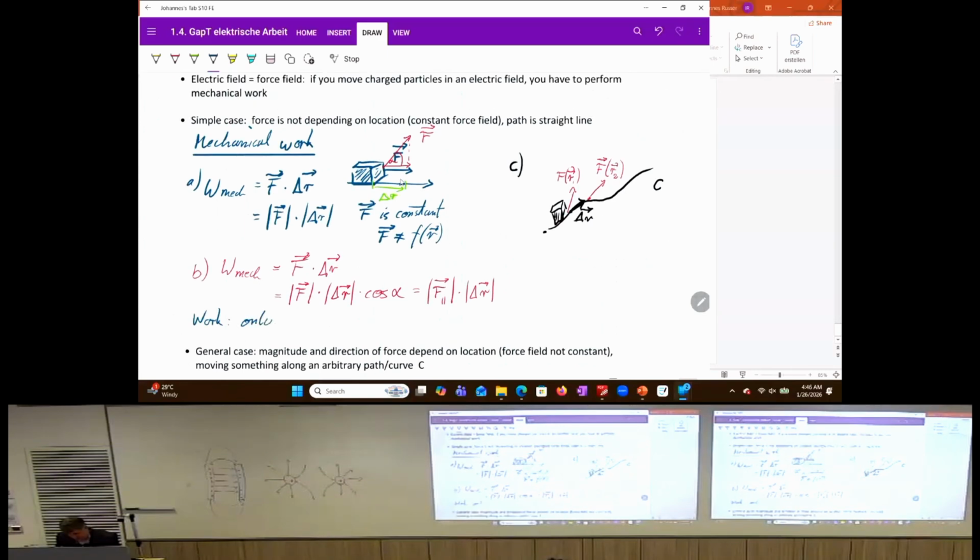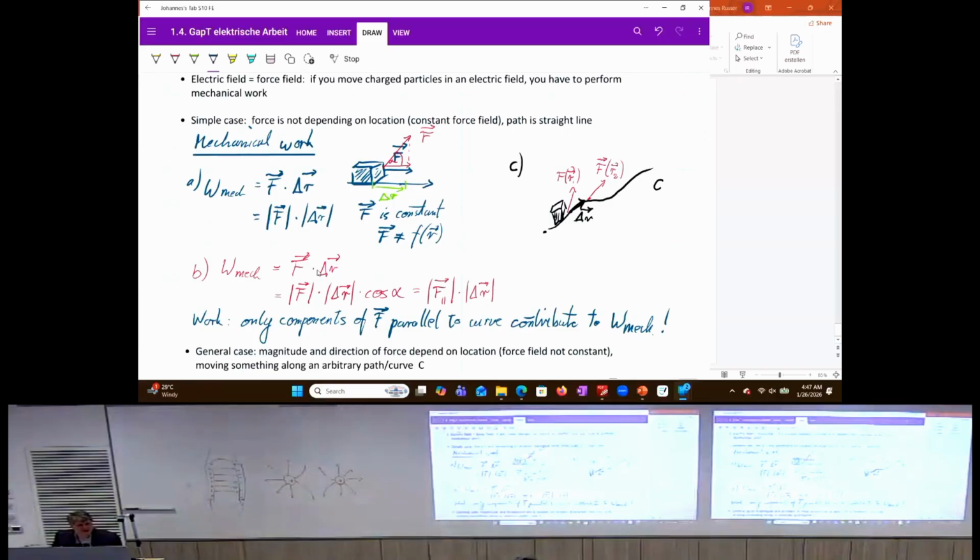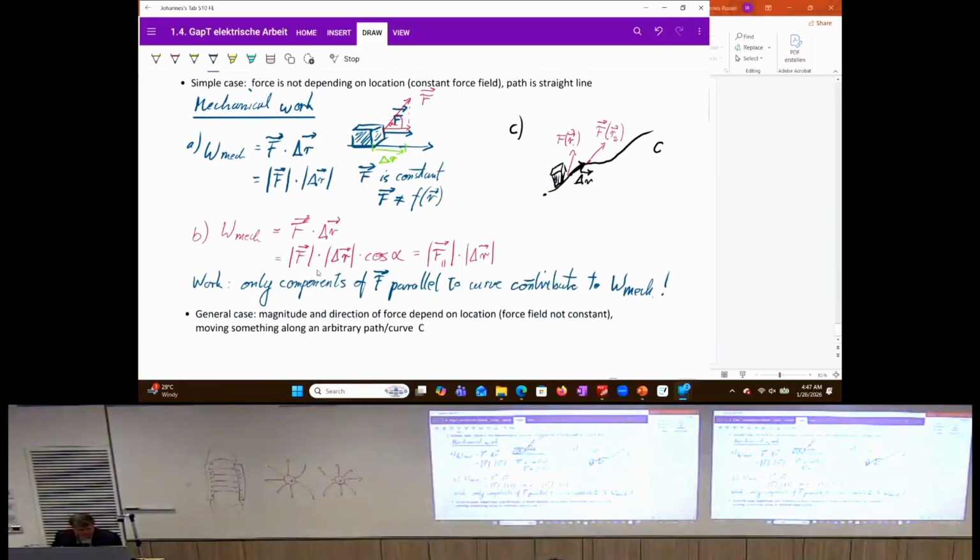So for the work, only components of the force vector parallel to the curve contribute to the mechanical work. That is important to consider. And that you also saw in the previous example for the math recap. We had in the first example a force field which was only directed in x, and we also had a curve integral which was parallel to the x direction. So that made it unnecessary to do any projection. That made the integration very simple.